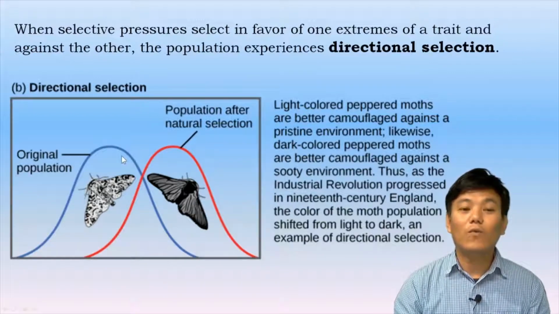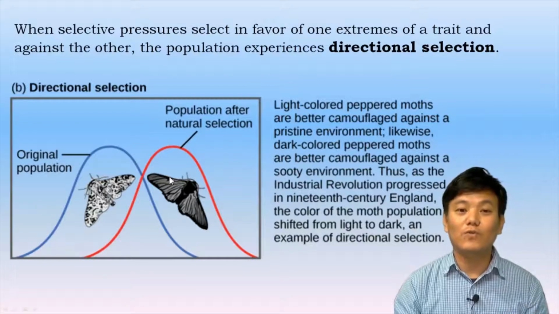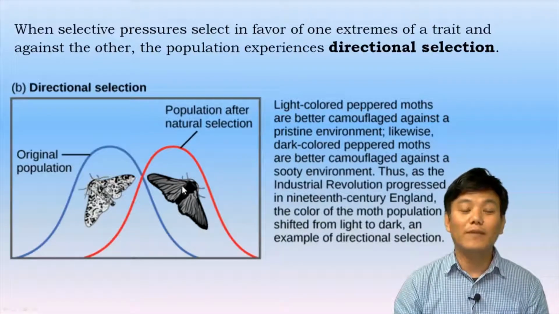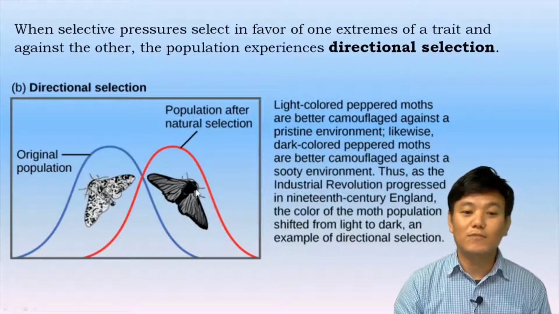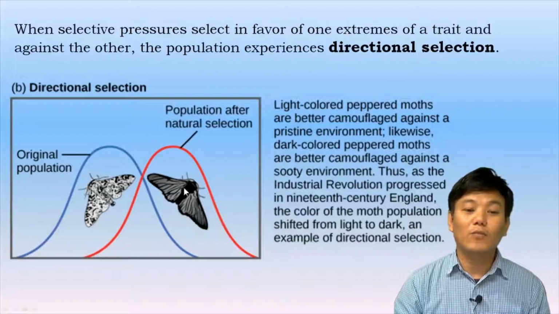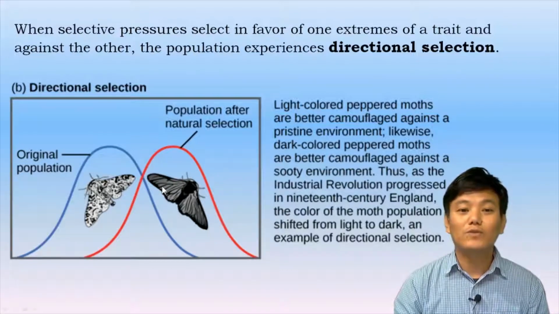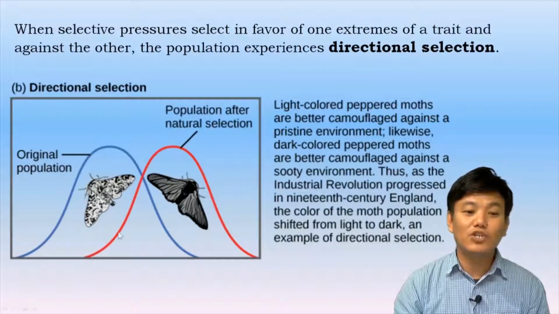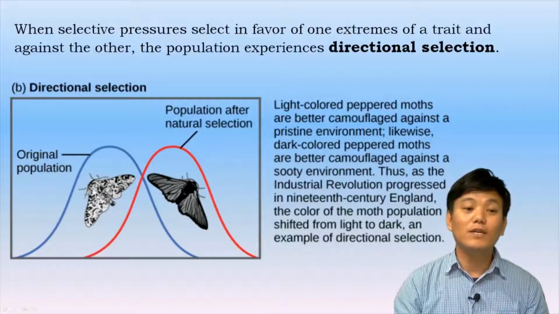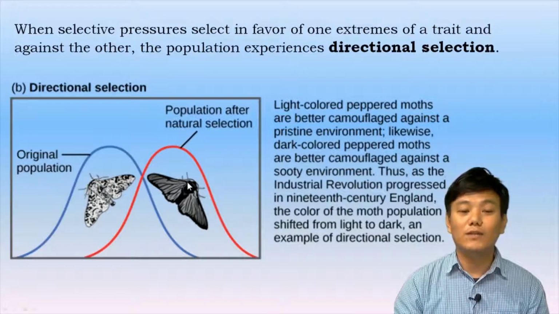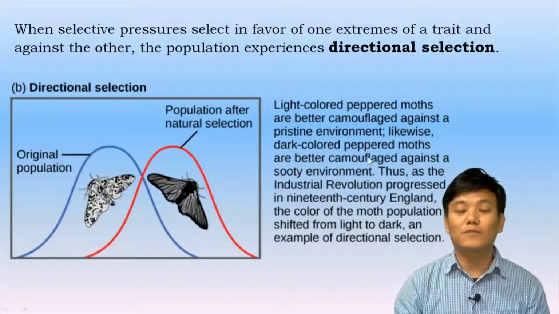But later on, what happened after the industrial revolution? Due to pollution, the black moths got an advantage. They were well camouflaged within the dark environment, and they were less hunted by the predators, so the population of the black moth increased. You can see that the graph shifts towards the black moth population side. So this is called directional selection. One extreme is favored over the other.